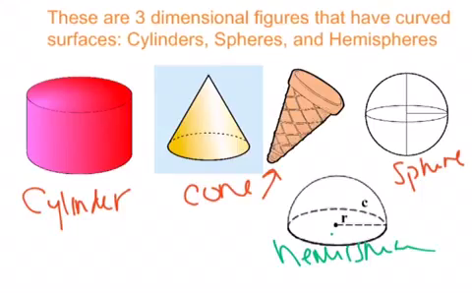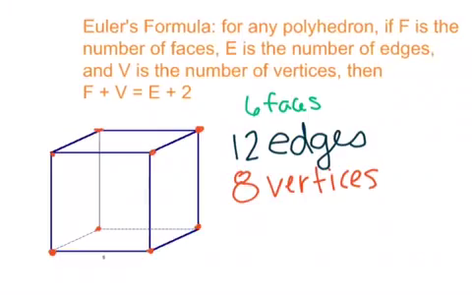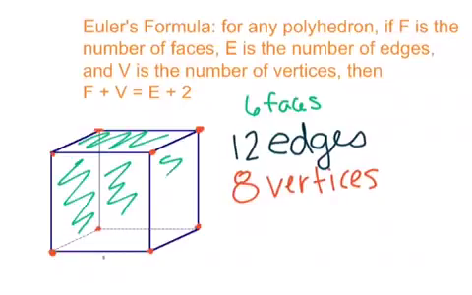Okay. The last thing we're going to talk about here is Euler's formula. For any polyhedron, if f is the number of faces, e is the number of edges, and v is the number of vertices, then f plus v equals e plus 2. So right here I just have a square prism, aka a cube, and I've labeled it, I just put 6 faces. I can't really fill in 6 faces, but if I could, it would look something like this. So 6 faces, 12 edges, and 8 vertices.